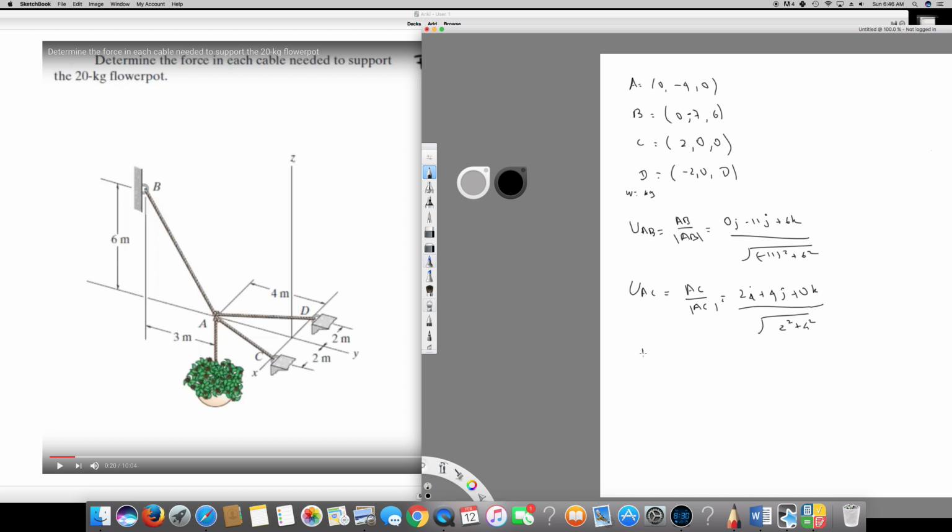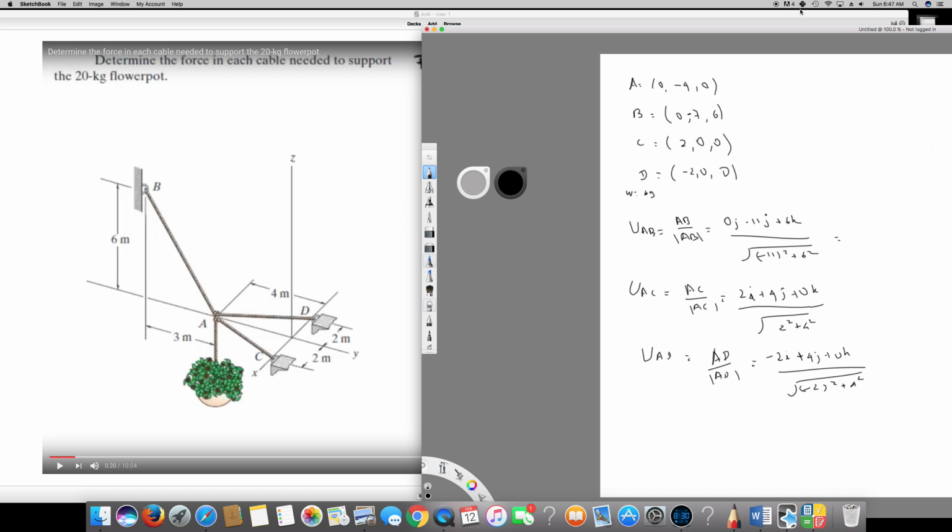Let's calculate UAD. UAD is going to be equal to AD over the magnitude of AD, which is going to give me D minus A, so minus 2 I plus 0 minus minus 4 is plus 4 J, and 0 minus 0, 0K, over the square root of minus 2 squared plus 4 squared.